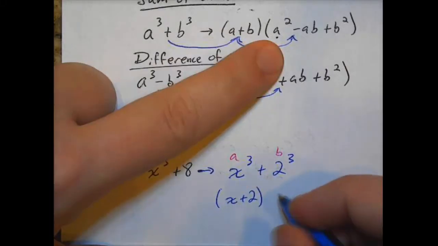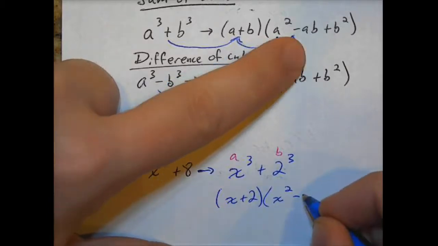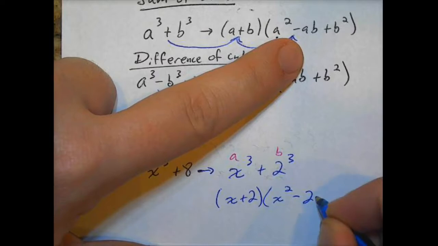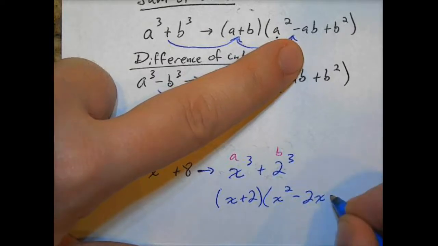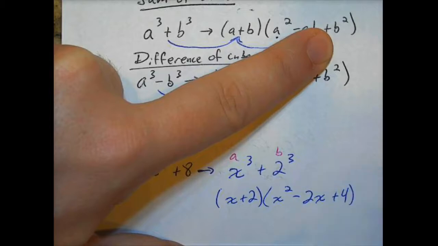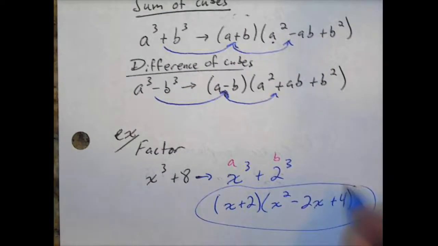The second factor is a squared, so x squared, minus, because it's the different sign, minus ab. So a is x, b is 2, so 2x, and then plus b squared, well, b is 2, so plus 4. That's it. That's all the factoring we are looking for, because this will not factor any further.